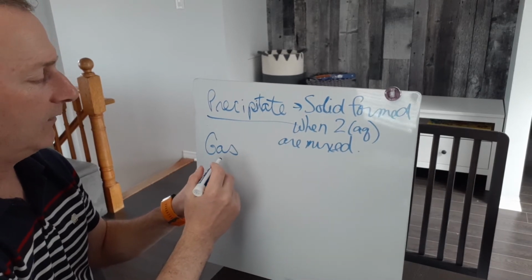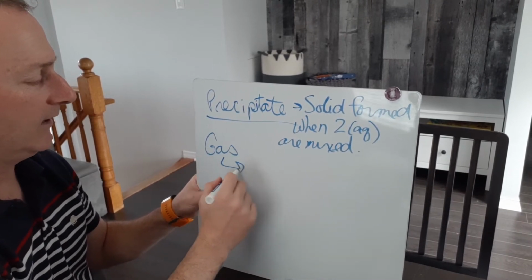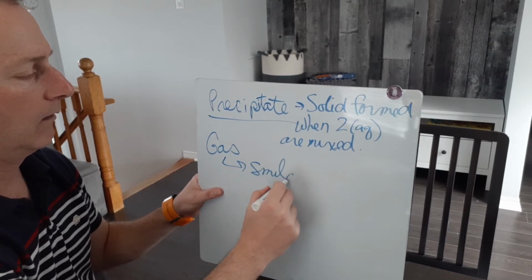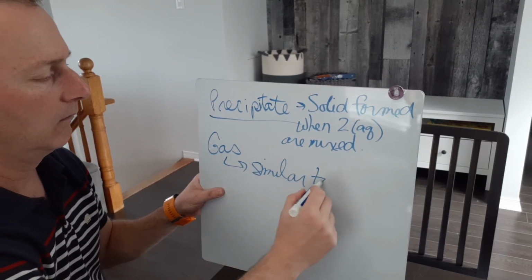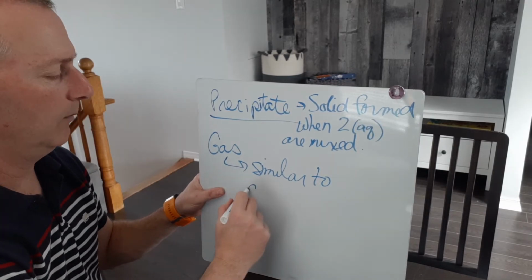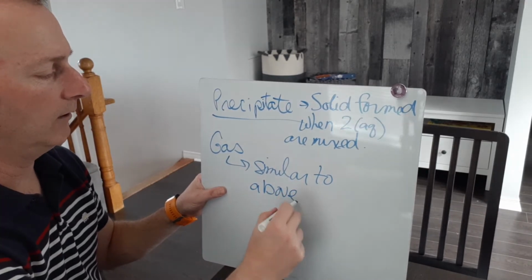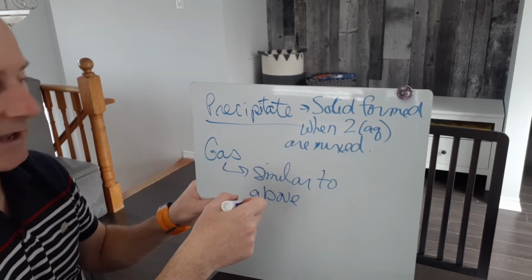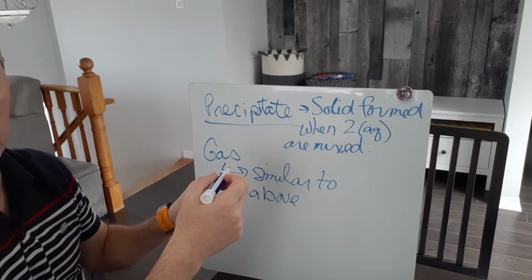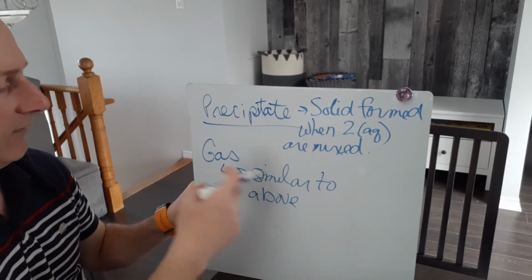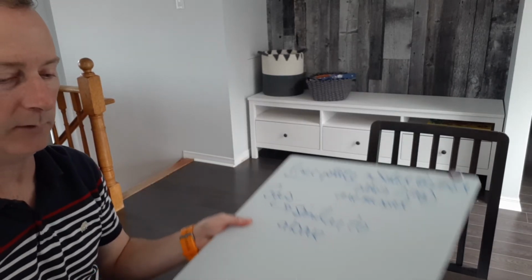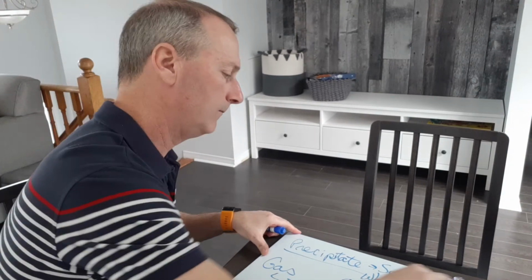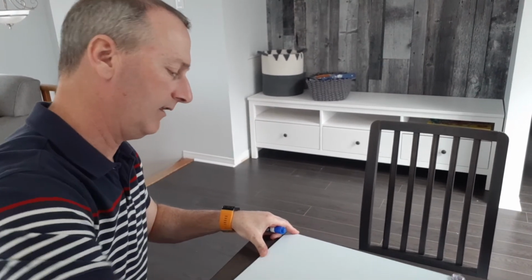The other one, similar to a precipitate, is if you've got gas bubbles. I guess I didn't need to write that, but a precipitate's a solid that forms. So if you see gas bubbles forming from the two liquids you put together, that's a possibility as well. And if that's the case, then yeah, you've had a double displacement reaction as well. So let's look at how we're going to find that.